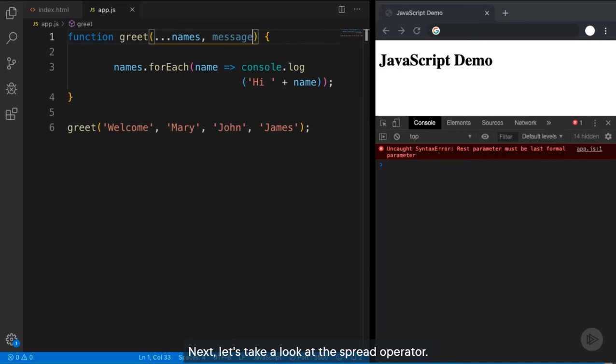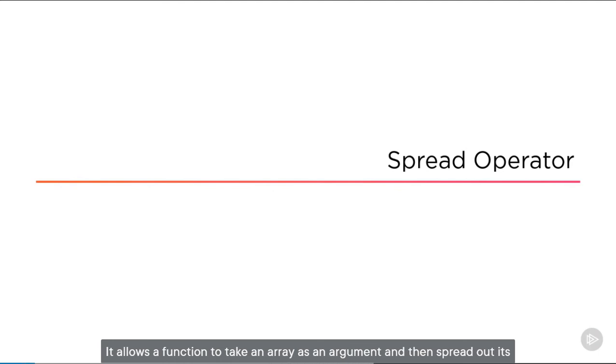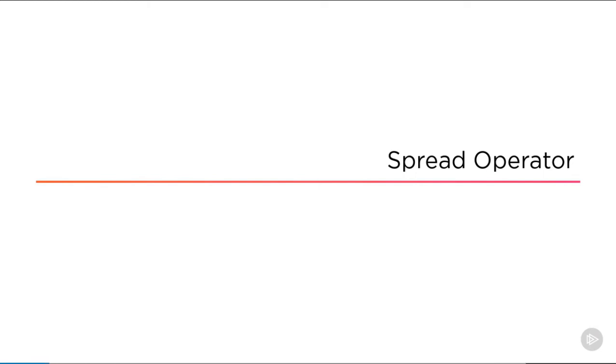Next, let's take a look at the spread operator. The spread operator is the opposite of how a REST parameter works. It allows a function to take an array as an argument and then spread out its elements so that they can be assigned to individual parameters.